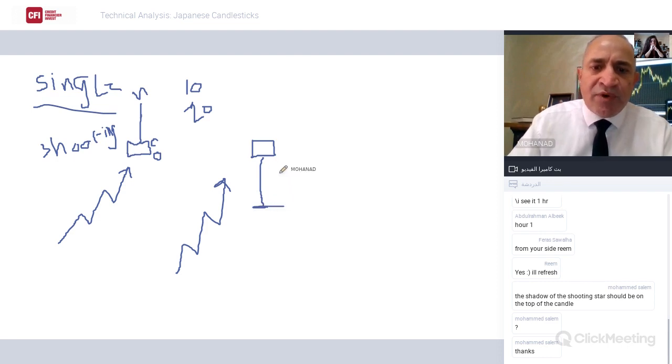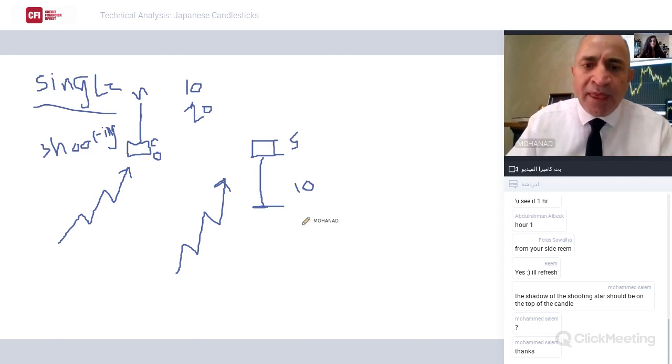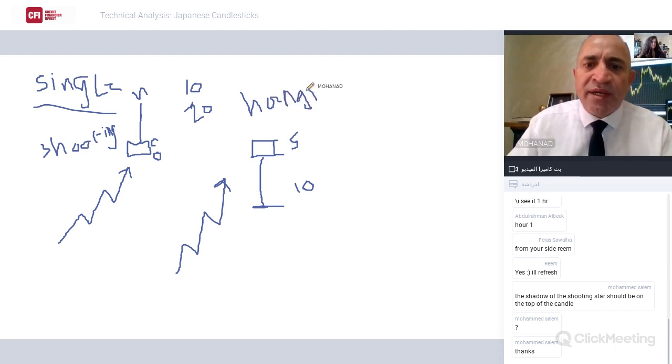For example, if the distance between the open and the close is 5 pips, the distance between the open and the low must be at least 10 pips. If it is 15, 20, it is more reliable, okay? This is called the hanging man. Hanging man in Arabic, شمعة الرجل المشنوق.